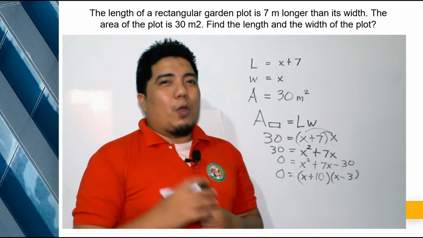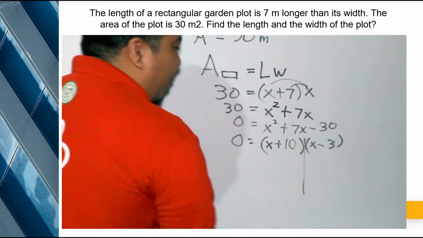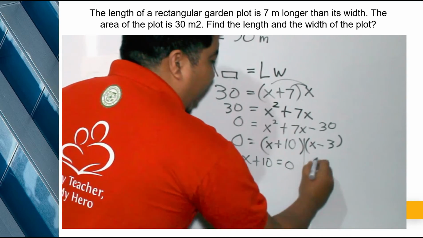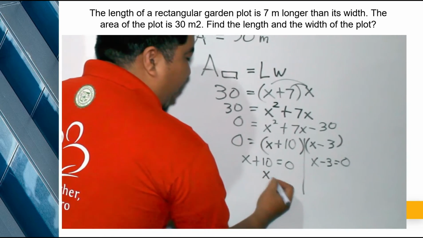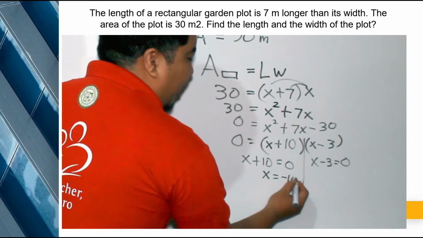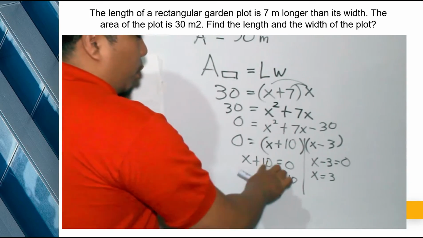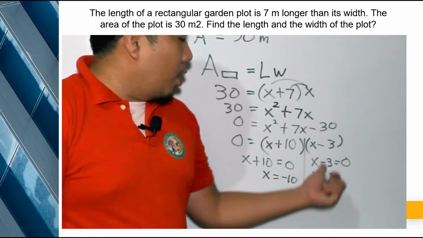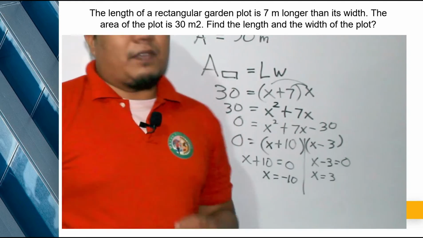What is the next step? We will solve them separately. So we solve the two factors separately. We have x plus 10 is equal to 0, and we have x minus 3 is equal to 0. Transposing them to isolate the value of x, this will become negative 10, and here, this will become positive 3. Why? Because we transpose it, that becomes 0 minus 10, and that is negative 10. We transpose this one, that becomes 0 plus 3, and that is positive 3.